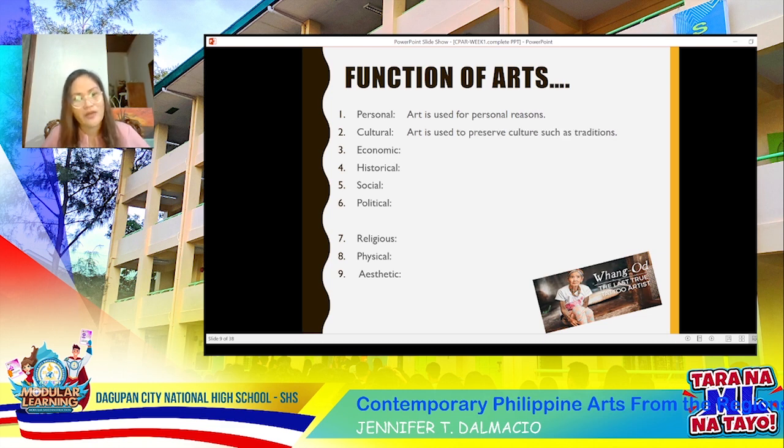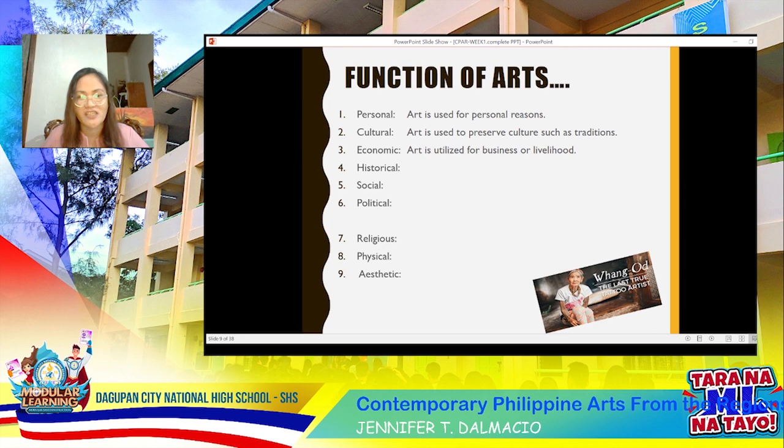Cultural is when art is used to preserve culture such as traditions. Now we see there the picture of Apo Wang Od, a national artist who at present or contemporary times is still doing the tattooing featuring the Kalinga tattoos, which she started doing when she was still 15. The tourists do come to Kalinga to have a taste of the tattoos and be inked by this national artist, Apo Wang Od herself.